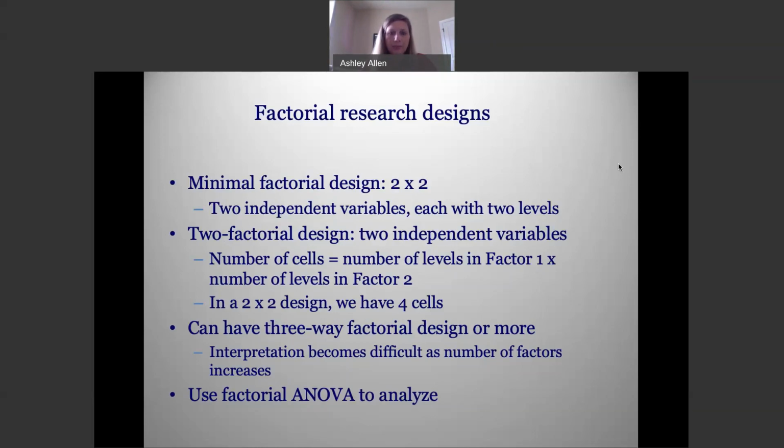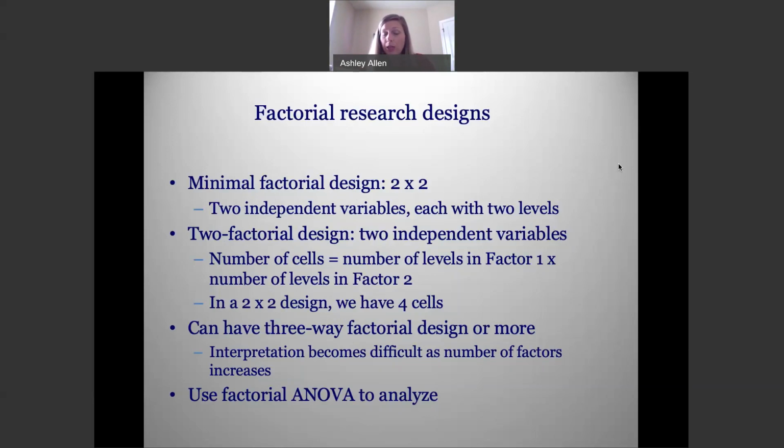If you're trying to figure out how many total cells or how many total conditions you have, you just take those numbers, for example in your 2 by 2, and you multiply them. So if I want to know how many total conditions I have, I would just do 2 times 2, which is 4. Okay. So in a 2 by 2 design, you would have 4 total conditions. And I think you guys are probably already good with that.